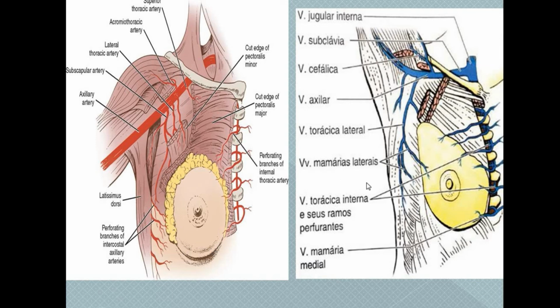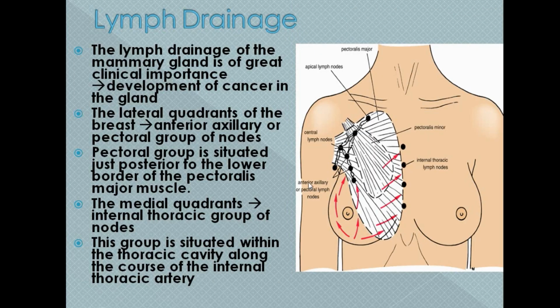Venous drainage is more or less similar to the arterial supply. Now the important part is the lymphatic drainage. The lymphatic drainage of the breast is divided by four quadrants. We divide the breast into the outer lower quadrant and the outer upper quadrant, and the inner medial quadrant and the inner lower quadrant.